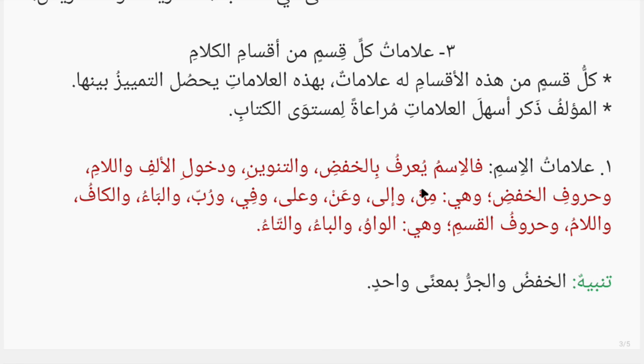So he's mentioned the signs of the اسم. In total, there are 4 signs that he's mentioned. So he said the noun is known or distinguished through al-khafd, that's 1. Tanween is 2. Dukhul al-alif wal-lam, that's 3. Wa huruf al-khafd, that's 4.